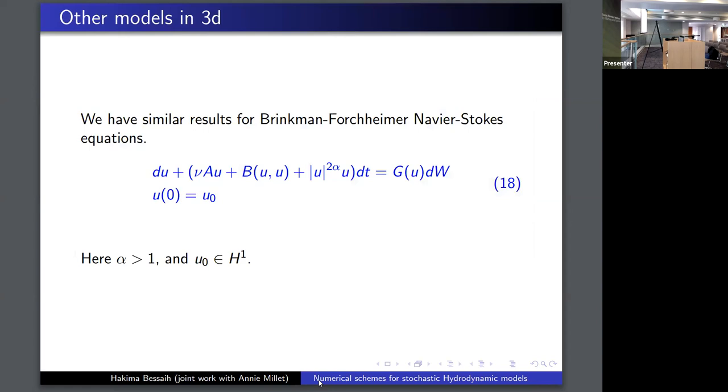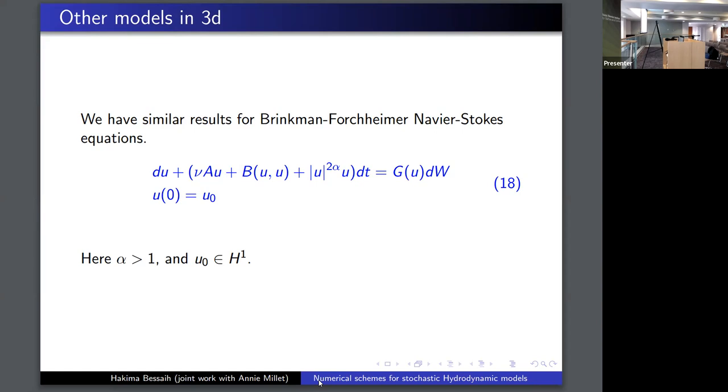Okay? And so as I said, we use this for other models. This is the so-called Brinkman-Forchheimer Navier-Stokes equation. So this is in 3D. This is an equation with the same shape as Navier-Stokes. These terms are called the Brinkman-Forchheimer terms, and for people that work in porous media, these include terms like permeability. So these are important models in porous media. So we have similar results in this particular case.